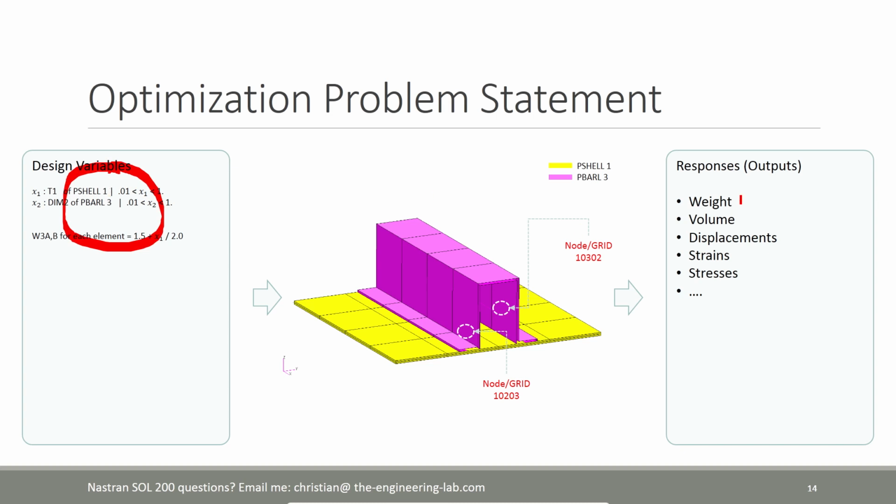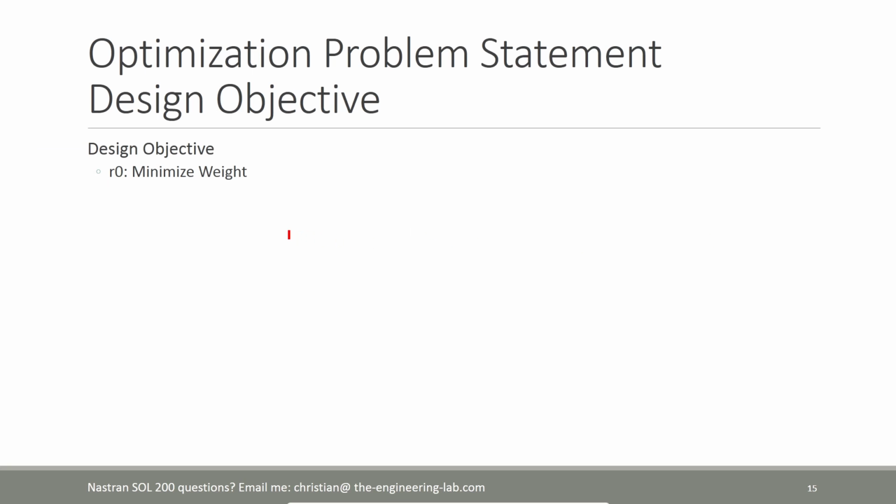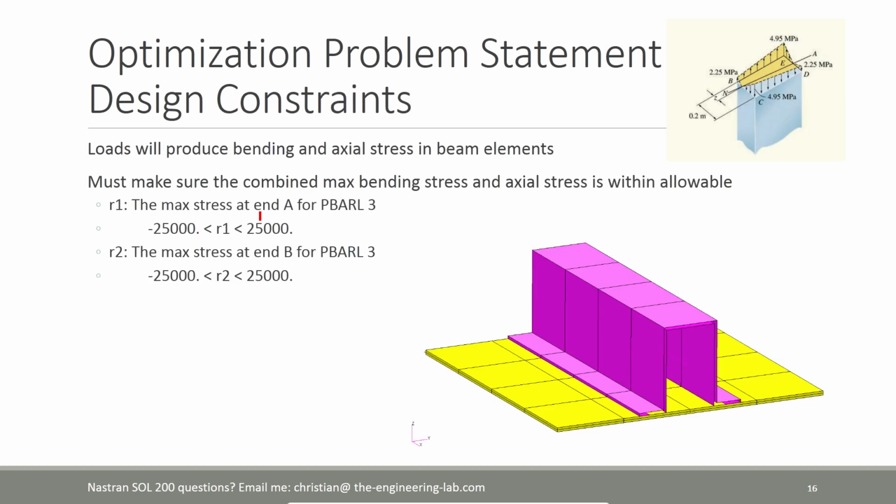Now, in terms of your outputs, we still need to define the objective and the constraints. Your finite element model will produce dozens, hundreds of quantities. You might produce a weight response. You might produce displacement, stress results for each load case. And now it's up to you to decide what you want to optimize, what's your objective, and what are your constraints. So here, weight, we'll go ahead and set that as an objective. We want to minimize the weight.